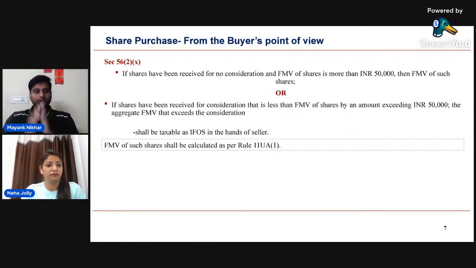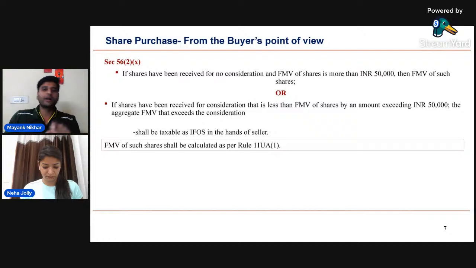Or if shares have been received and you have paid a consideration, but obviously there is a mismatch between the consideration and the fair market value, and that mismatch is more than 50,000, to the extent that the consideration is less than the fair market value, then whatever the difference is shall be income from other sources. So what this section tells us is that the fair market value suggested under section 56(2)(x) is the base value over and above which the consideration has to be issued. So it cannot go below that, it can always go above that.